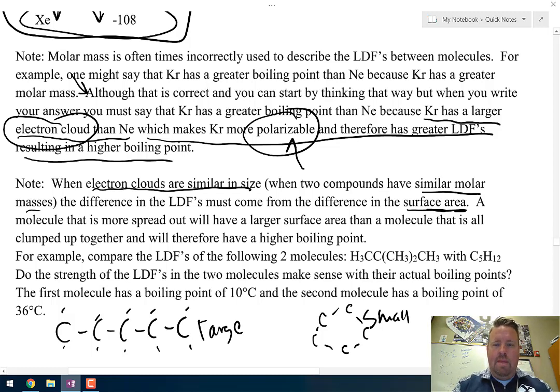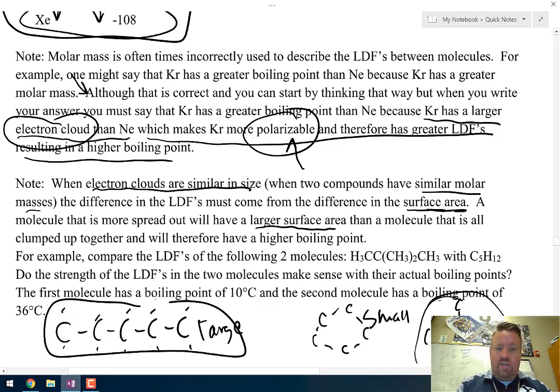So a molecule that's more spread out will have a larger surface area than a molecule that's all clumped up together, or even something like this. What if you had a carbon, carbon, carbon, carbon, like that? There's a 5 carbon molecule that is very symmetrical versus this one where it's all spread out.